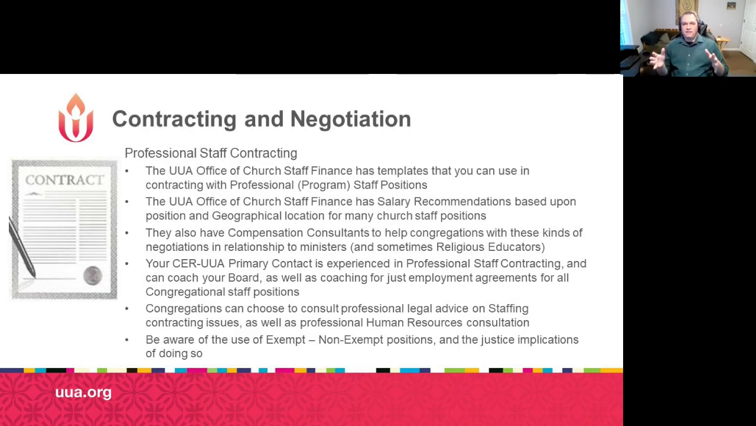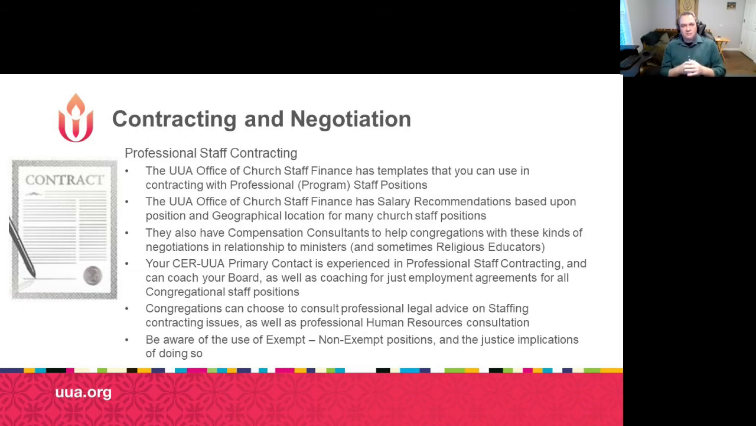So I'm going to start first with professional staff contracting. The UUA Office of Church Staff Finance, if you're not aware of them, is this wonderful group of people at the UUA that do a lot of things, including running the UUA healthcare program and retirement program and some of the other benefits programs. But they also have a couple of consultants who work directly with congregations to provide resources, support, and consulting on staffing issues. They're not a full HR department for your congregation, but they are consultants that are available to you when you're dealing with a difficult staffing issue.